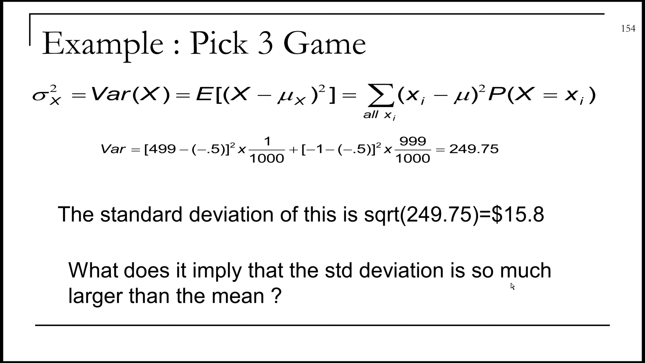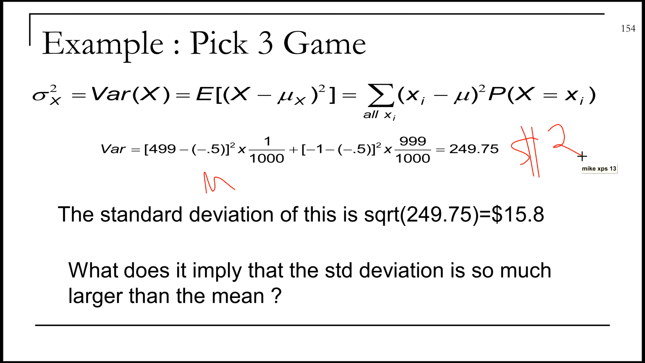So the Pick 3 game is just a lot of bookkeeping. Remember this game, the mean was minus 0.5. Value minus the mean, squared, that's mu. Value minus mean squared times probability, value minus mean squared times probability. This is dollars squared because it's variance. Take the square root, you get 15.8. Why is the standard deviation so much larger than the mean?